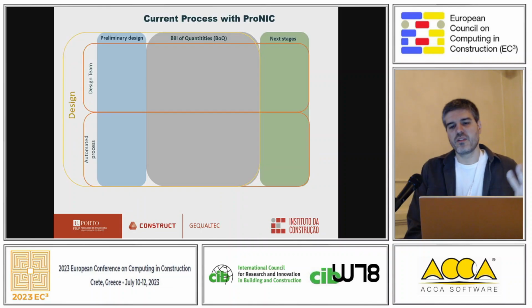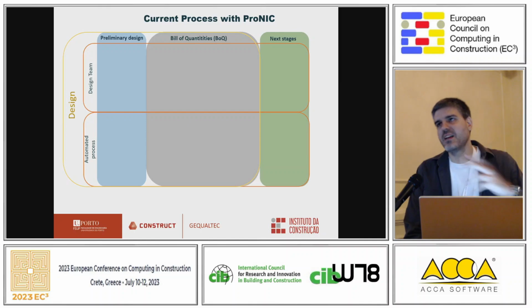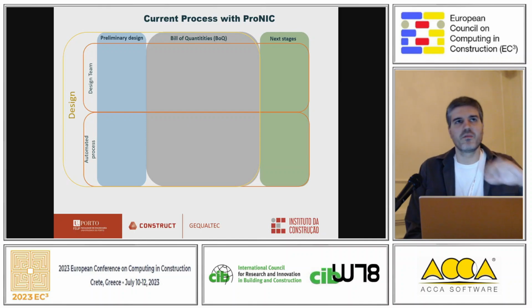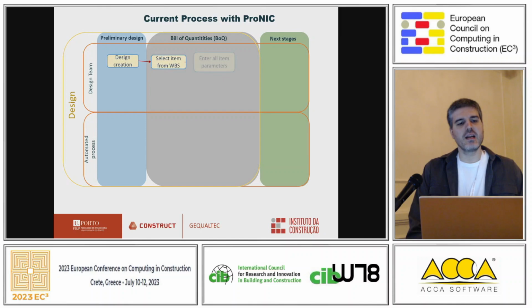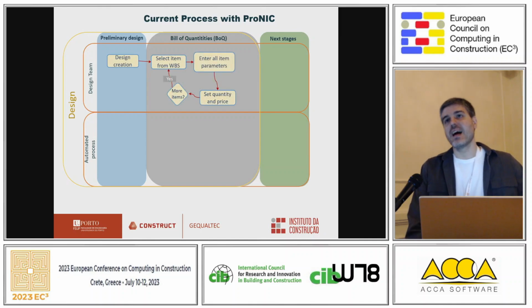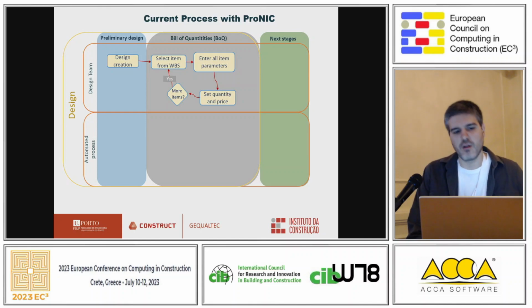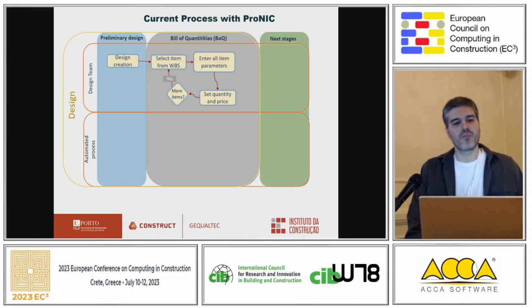The current process that we have with ProNIC, you can see it as focusing on the bill of quantities. There's something that goes after, the next stages, which we're not focusing on, and something that comes before, some vague conceptual design. The idea is that the design team will select the items from the list, enter all the parameters, set quantities, set prices. Are there more items? Yes, keep repeating it. And eventually, they're done.